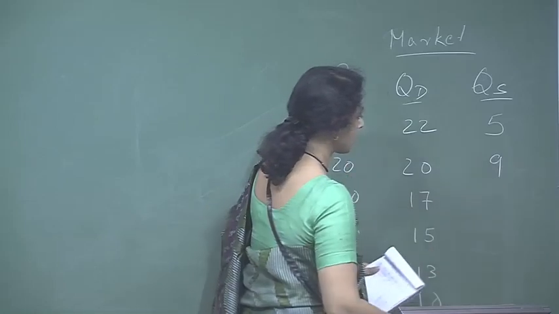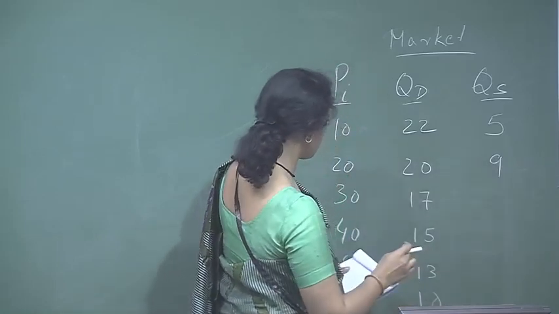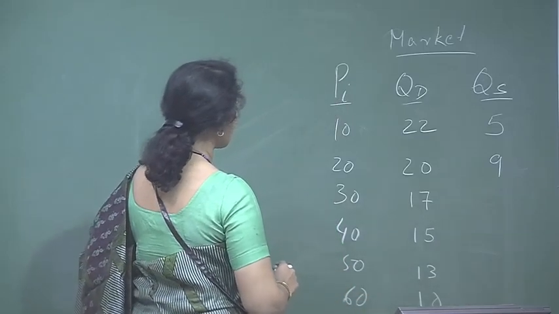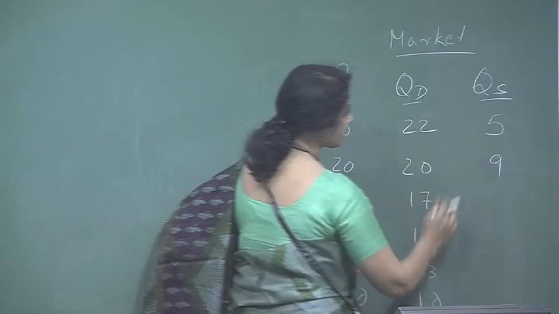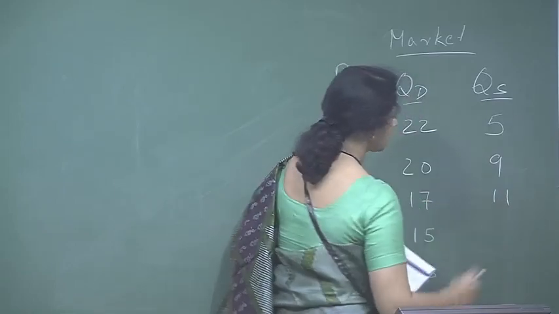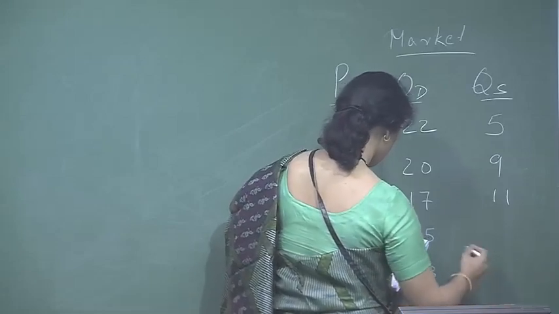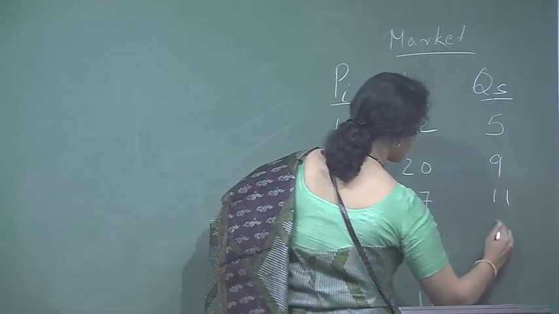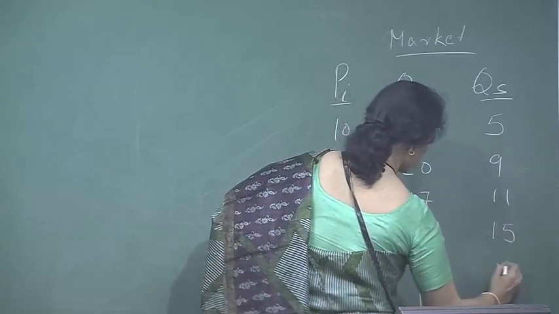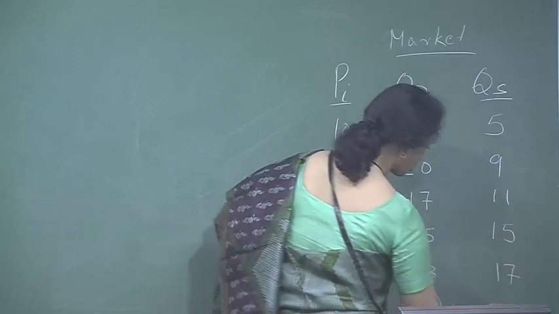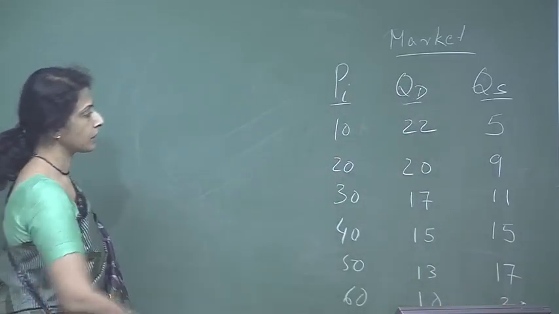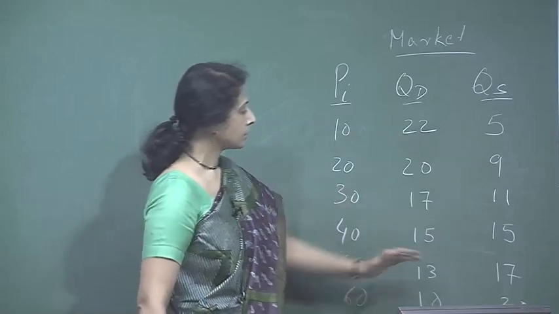When the price is slightly more, 20, then the supply is a little more. The price goes up, supply goes up yet again. Price goes up to 40, they are willing to supply 15,000. If the price is even more, they will supply more. And so this is the supply schedule and this is the demand schedule.